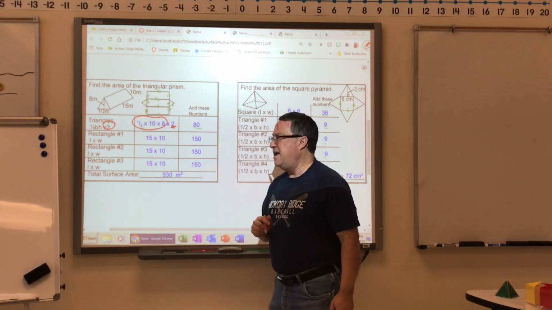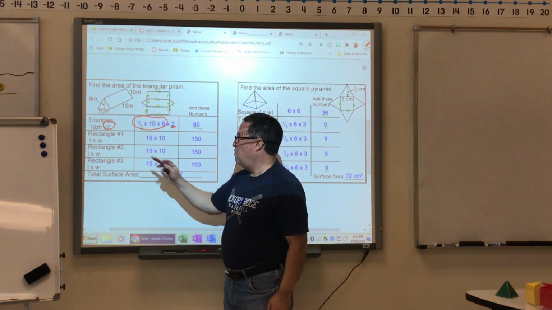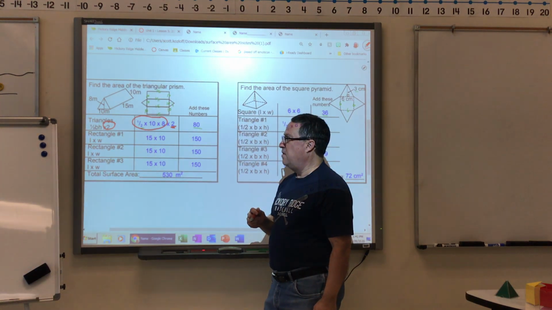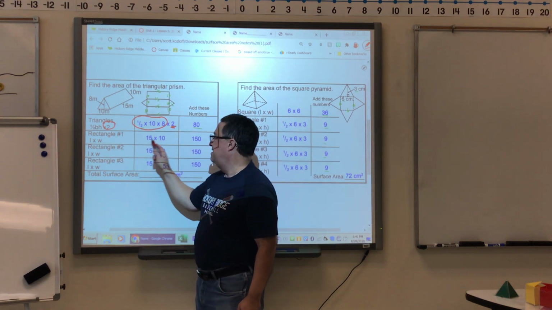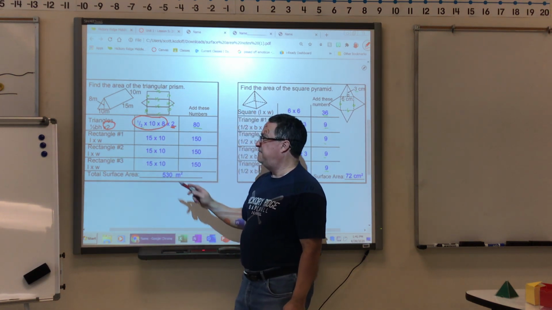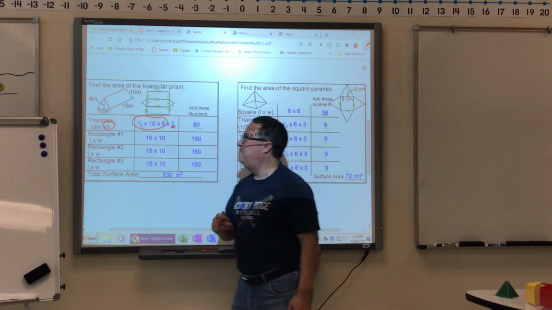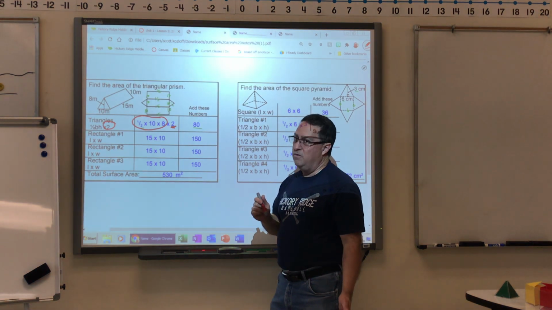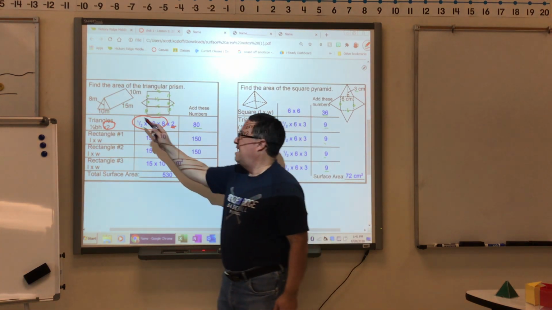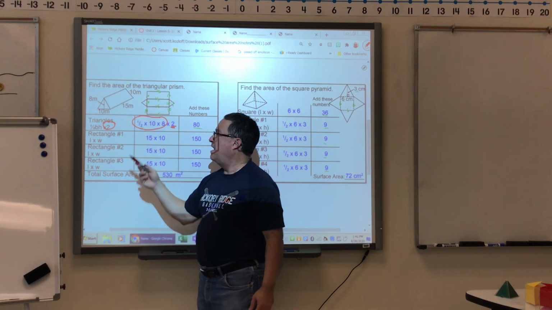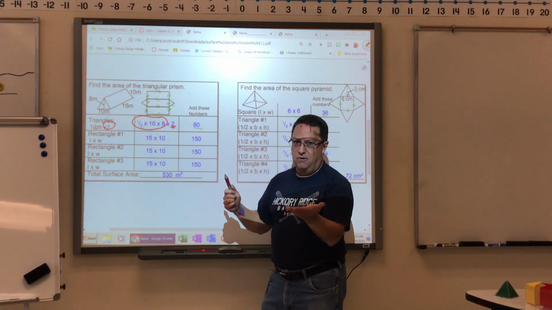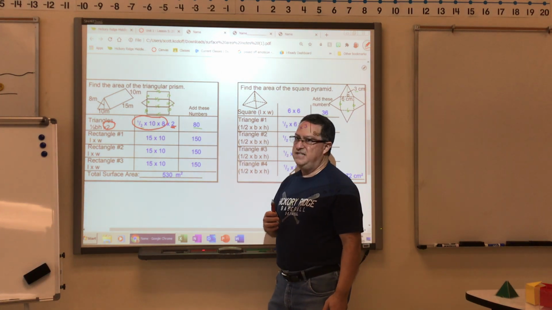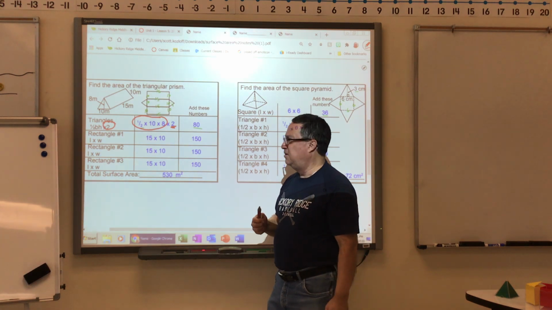Now I have 3 rectangles I have to find. And each one of those rectangles is going to be length times width. Okay? So I have 10 times 15, 10 times 15, and 10 times 15 because all 3 of those were exactly alike. That won't always be the case. There are times where there will be a different rectangle on the bottom, so to speak, of that prism, and you might have to find numbers differently. And we'll get to one of those a little bit later.